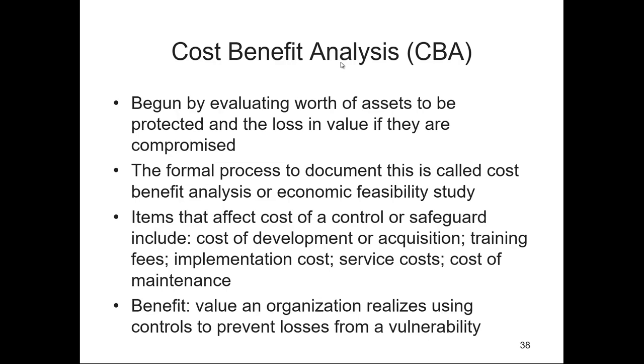The cost-benefit analysis is an economic feasibility of implementation approach commonly considered for a project of information security controls and safeguards. An organization begins by evaluating the worth of the information assets to be protected and the loss in value if those information assets are compromised by the specific vulnerability. It is only common sense that an organization should not spend more to protect an asset than it is worth. Some of the factors that impact the cost of a control or safeguard include cost of development or acquisition, the cost of training or training fees, cost of implementation, service cost, and cost of maintenance.